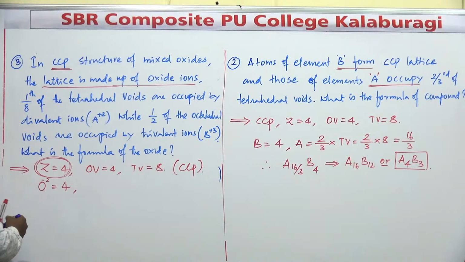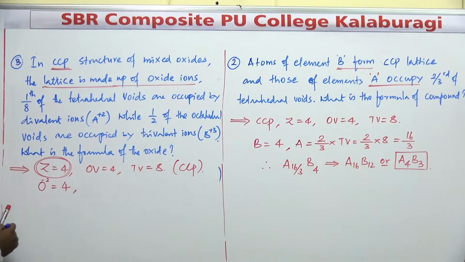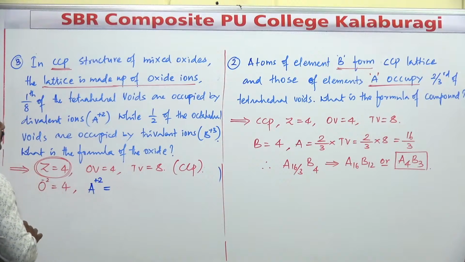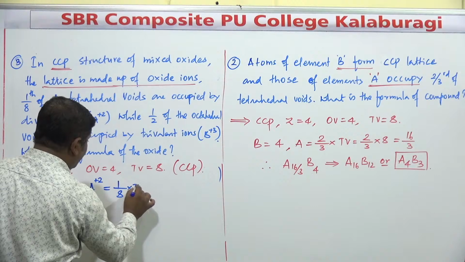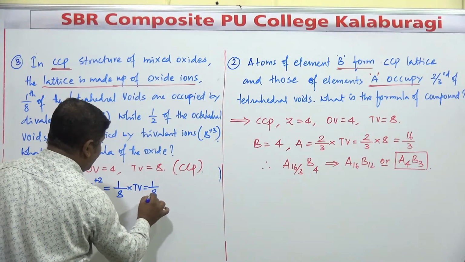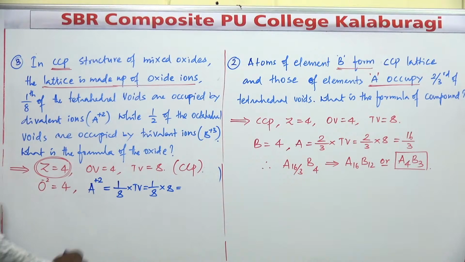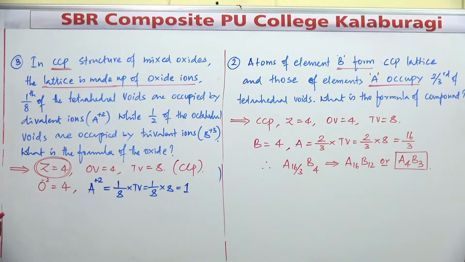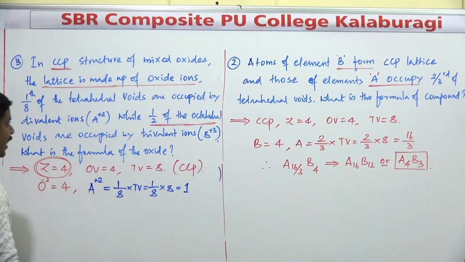Next one, 1/8 of the tetrahedral voids are occupied by divalent ions. Divalent ions means this is going to be A+2. The value of A+2 is going to be equal to 1/8 into the tetrahedral void. What's the number of tetrahedral voids? It is going to be 8. 1/8 of the tetrahedral voids is going to be there. So this value is going to be equal to 1. Then what should be the total number of trivalent ions? While half of the octahedral voids are occupied by the trivalent ions.